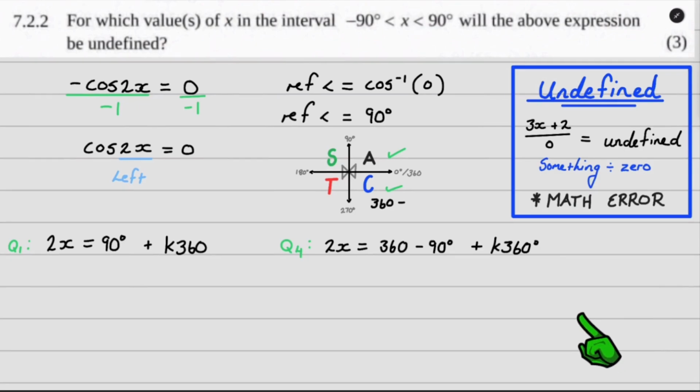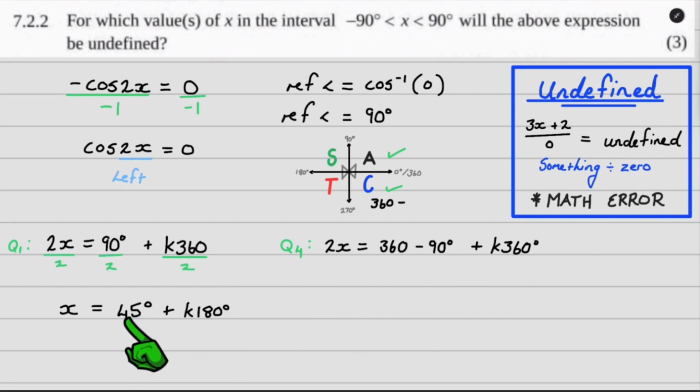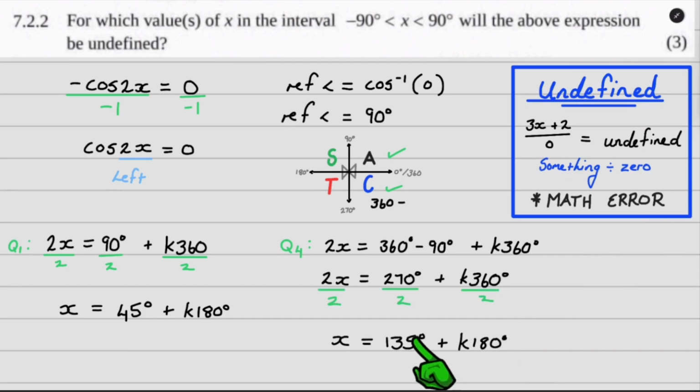Okay, now I'm going to solve for x with each respective equation. This one's quite nice and easy. I just divide everything by 2 and then I get x by itself. And that just leaves me with 45 plus k 180. I don't need to say k is an element of integers here because we're going to get answers in an interval. So you only need k as an element of integers when they ask for general solutions. 360 minus 90 will give me 270. And then to get x on its own, I just divide everything by 2 yet again. And now I can start working on getting my solutions within this interval.